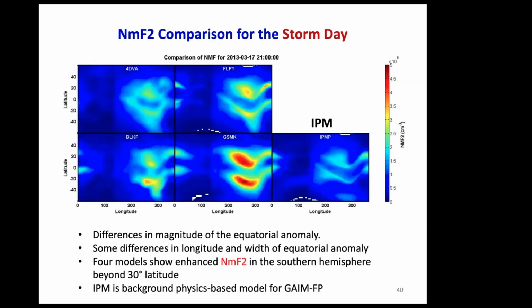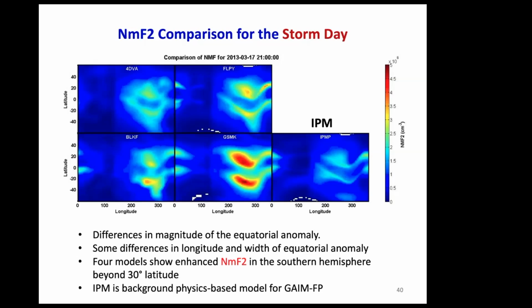If you look at the left column, you have the GAME 4D VAR at the top left, and beneath it you have the GAME band limited. For the middle column, you have the GAME full physics. Below that, you have the GAME Gauss-Markov. On the bottom at the right is the Ionosphere-Plasmasphere model, which is the physics-based model behind the GAME full physics.